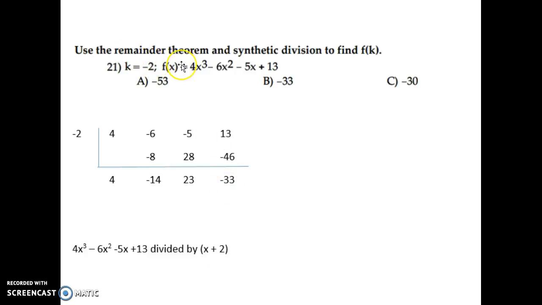And what the remainder theorem tells us, this is on page 323, it's in section 3.2, is that the remainder is equal to f of k. And you can test that. If you plug a negative 2 into this function here, the answer is negative 33. It's the same answer you get as the remainder when you divide.